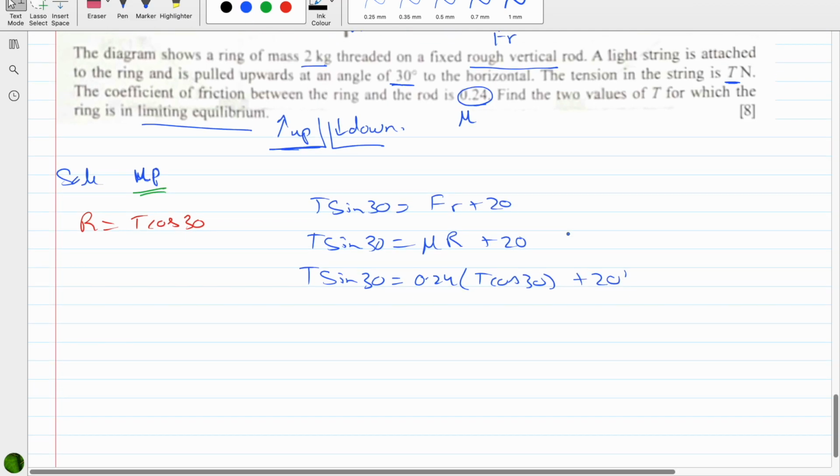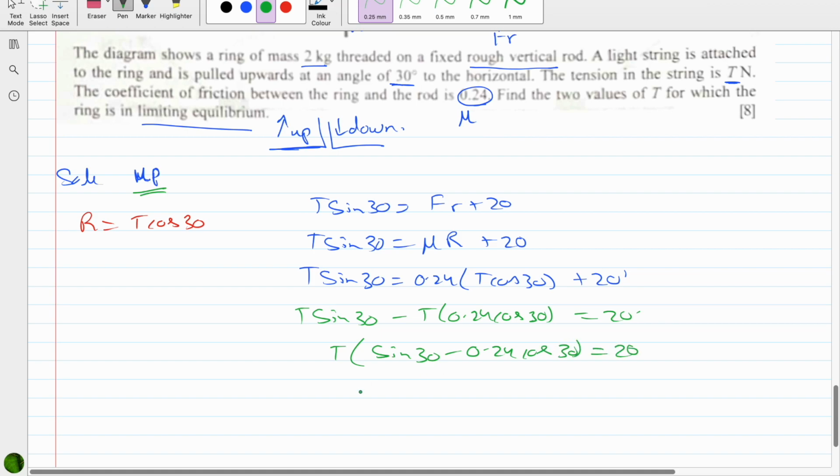Now it is just algebra. We make T the subject of the formula. T sine 30 minus T 0.24 cos of 30 is equal to 20. Taking out T common, sine 30 minus 0.24 cos of 30. You can use calculator at any stage. I'm just dragging it down to keep it as exact as I can.